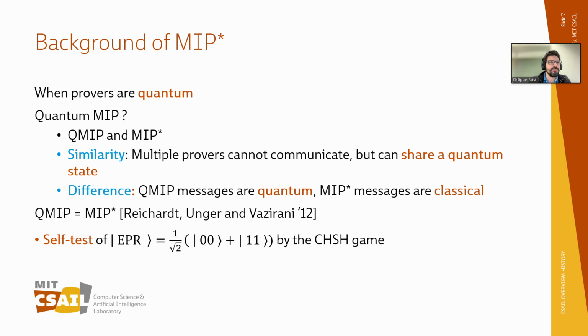Another quick question, sorry. Can you remind me what the star in MIP star is? I'm sorry if I missed it again. Oh, yeah, the star is for the entanglement. It's just to say the provers can share entanglement, but everything else is still classical. Okay, thanks. Yeah, good question.